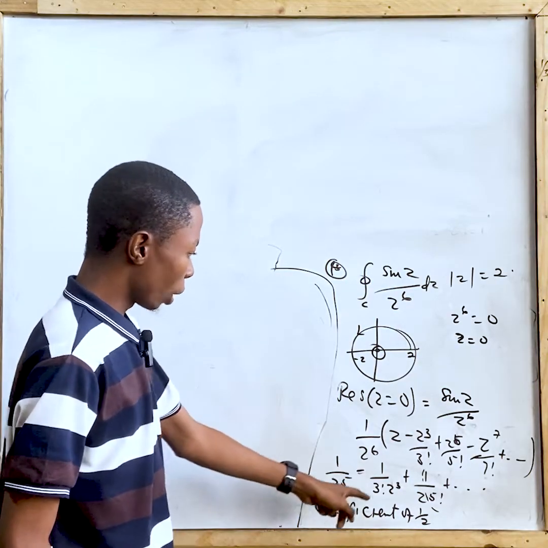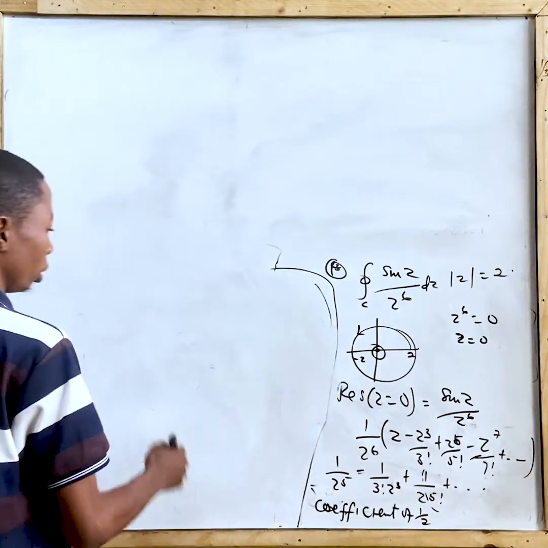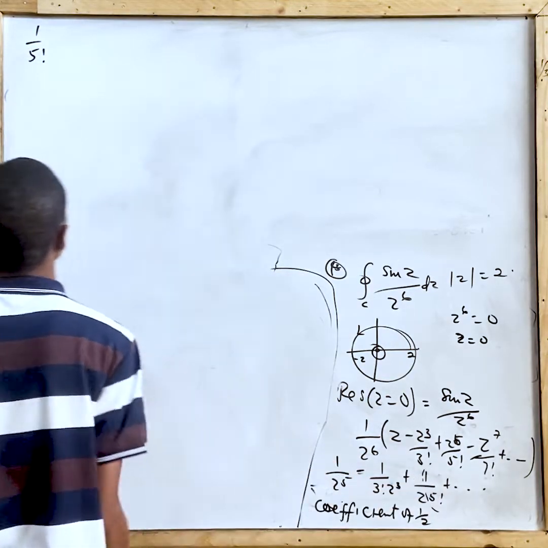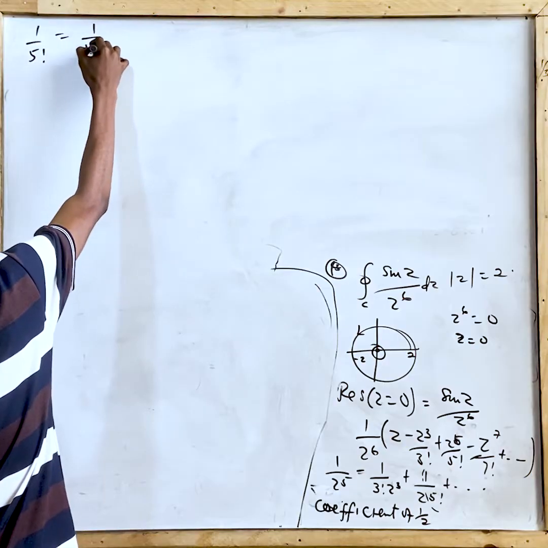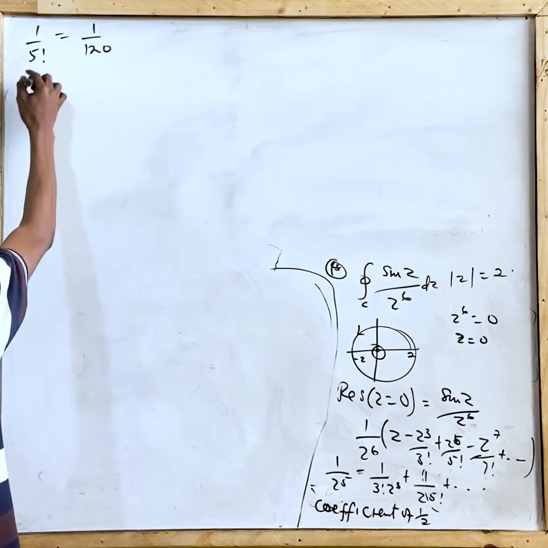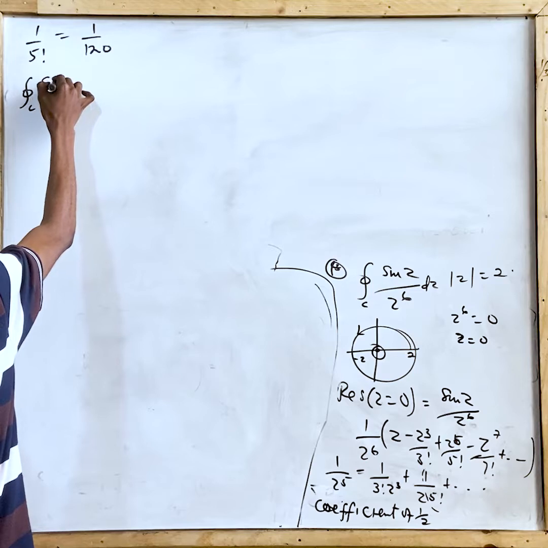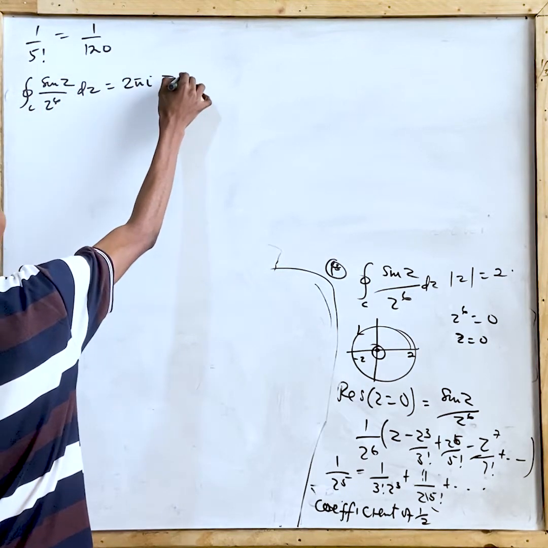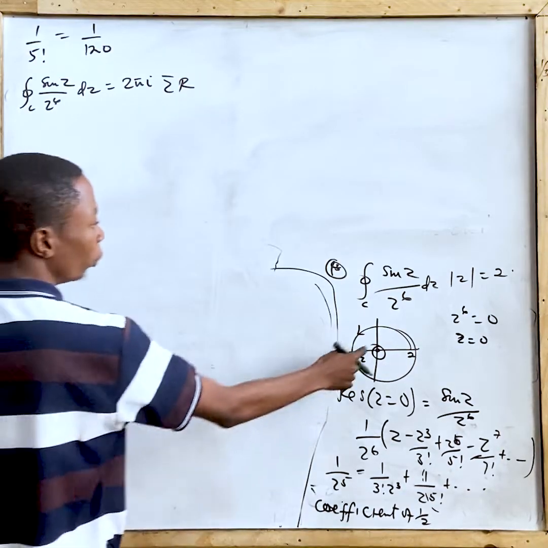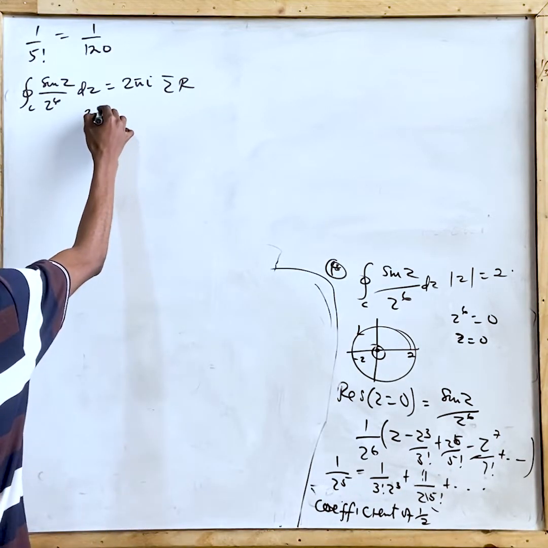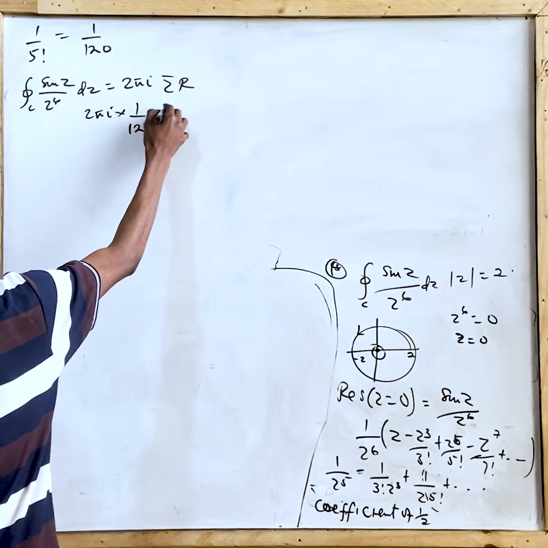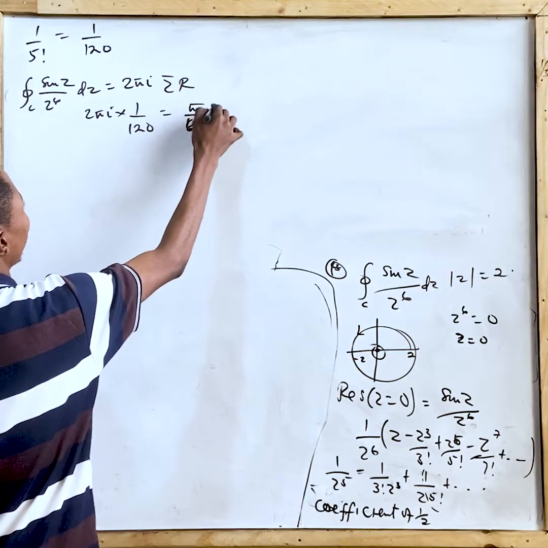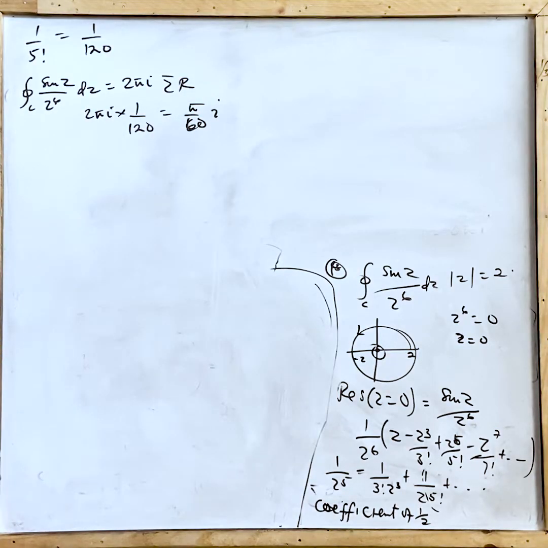The coefficient of 1 over z is what? 1 over 5 factorial. This is the coefficient of 1 over z. And 1 over 5 factorial is 1 over 120. And according to that theorem, the integral of sin z divided by z6 dz is equal to 2 pi I times the sum of residues. It's only one pole, so that is 2 pi I times 1 over 120. Taking care of 120, that's pi over 60 I.